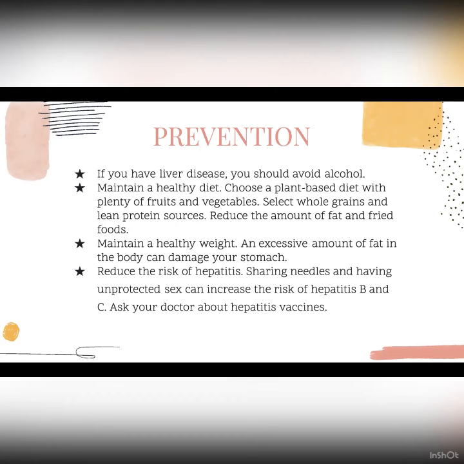Maintain a healthy weight because an excessive amount of fat in your body can damage your liver and increase the risk of hepatitis. Sharing needles and having unprotected sexual intercourse can increase the risk of hepatitis B and C. You should ask your doctor about hepatitis vaccines.